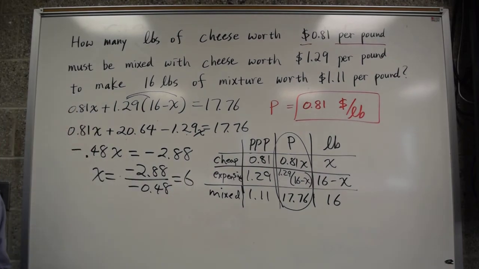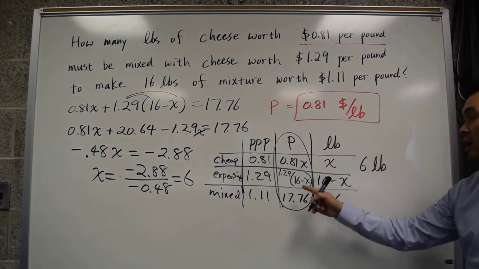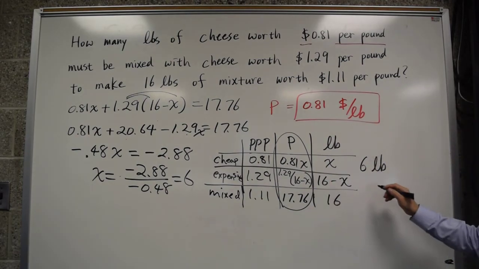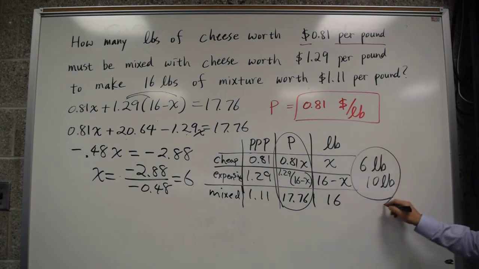Okay, so what did we just find? We found that the cheap stuff should be 6 pounds, and the expensive stuff should be how much? 10 pounds. Okay, so that's the answer.